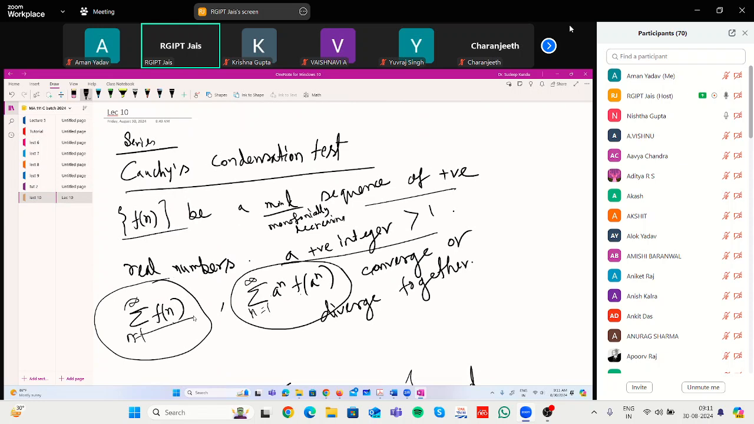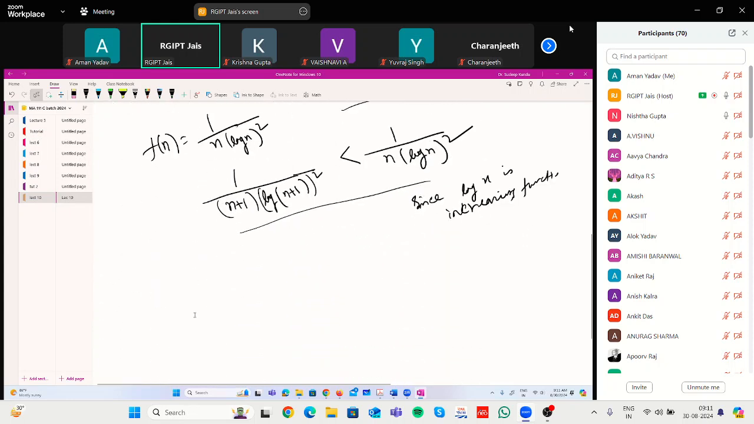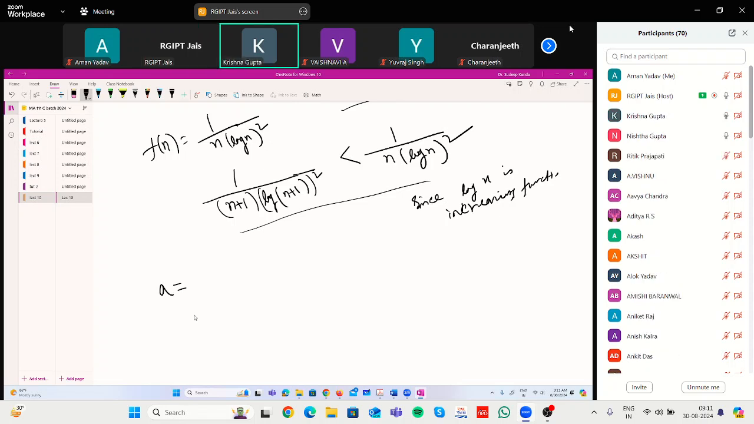Now we have to choose a positive integer a greater than 1. Then you have to check whether this one converges or not. So what should you choose as a? There should be some positive integer greater than 1. So from where should you start? 2. Positive, yes. So if you take 2, then what about this series?